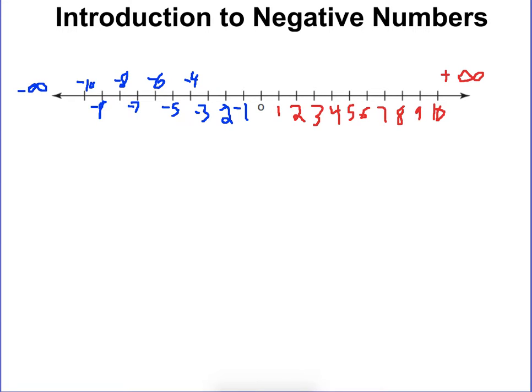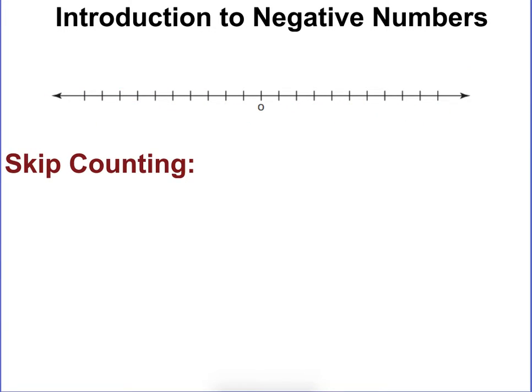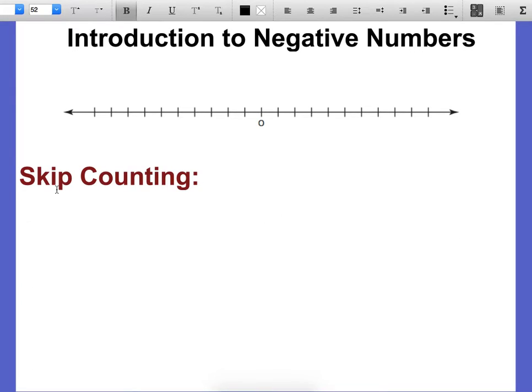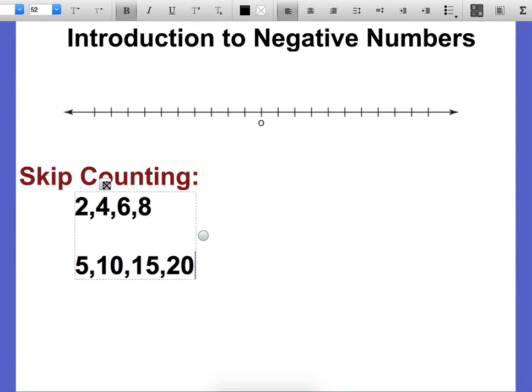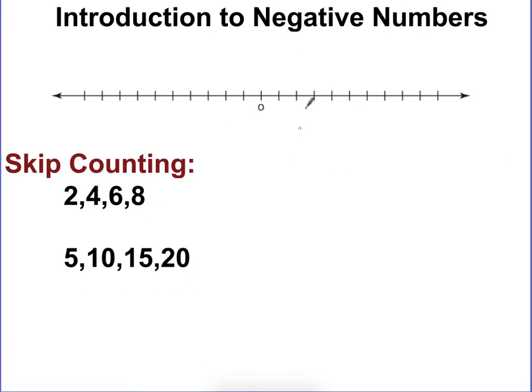All right, let's look at a couple more examples here. If we skip count, like if we count by 2s, we count 2, 4, 6, 8, and so on. If we count by 5s, we go 5, 10, 15, 20. We count just the multiples there. So we can do the same thing with positive and negative numbers too.